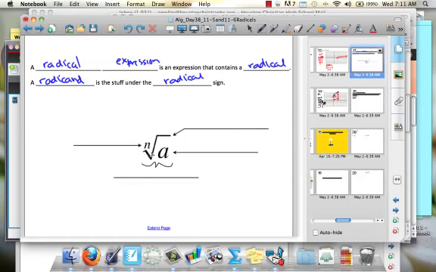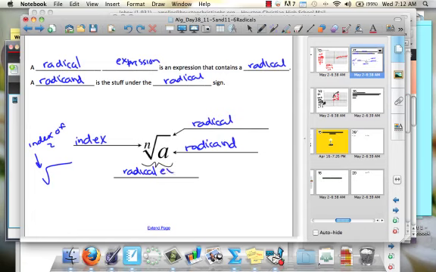This little sign right here is called the radical. This thing right here is called the index. Right now we're using an index of 2, and when an index of 2 occurs, you really don't write the n. So if I have the square root, it's an understood index of 2. This stuff under here is called the radicand. And the whole thing together we call a radical expression.